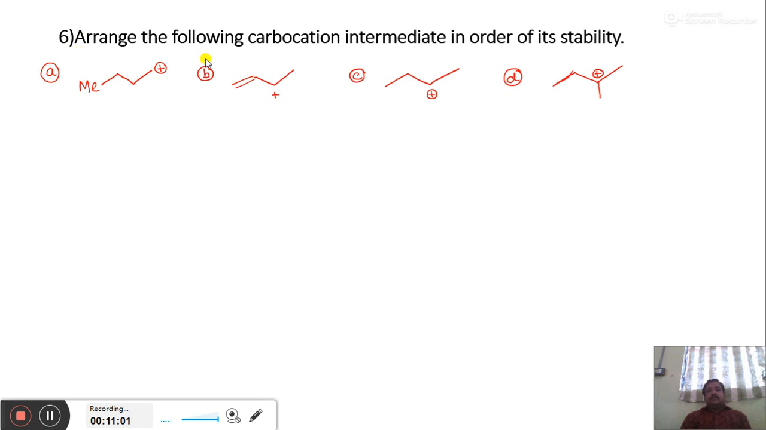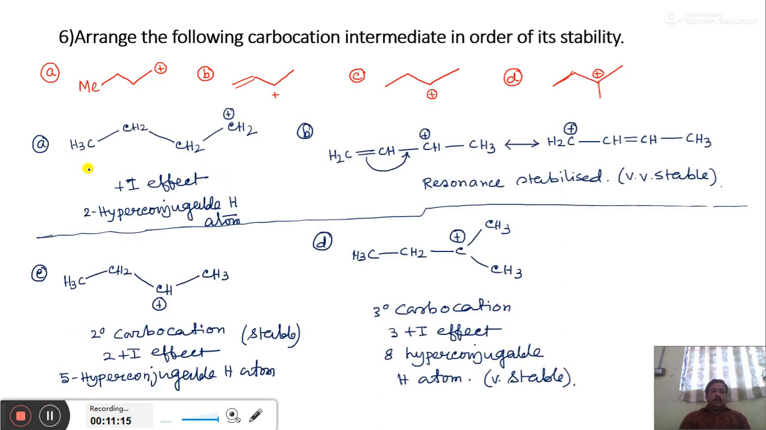Now the next question is: arrange the following carbocations in order of their stability. There are 4 carbocations given. Let us draw the structure of each carbocation to show where plus I, plus R or conjugation is present or not. In the first case, carbocation A is a 1-degree carbocation. It contains 1 plus I effect of the propyl group. This carbon contains 2 hyperconjugate H atoms only. So it is very less stable.